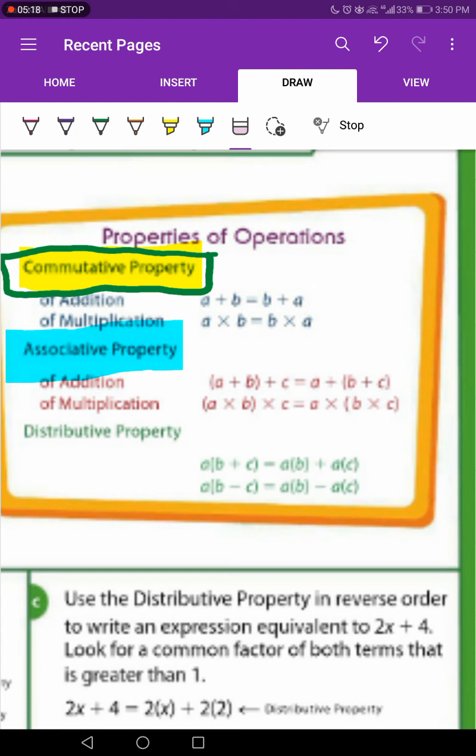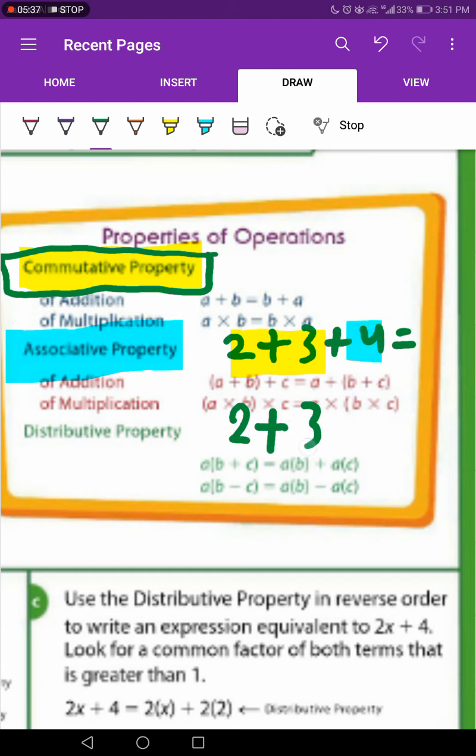Associative property means you can start from anywhere. For example, if I have three numbers here and I want to add them, if I start with 2 plus 3, then I add the 4, I get the same answer. If I start adding from 3 and 4, then I add the 2, both of them give me the same answer, which is 9.